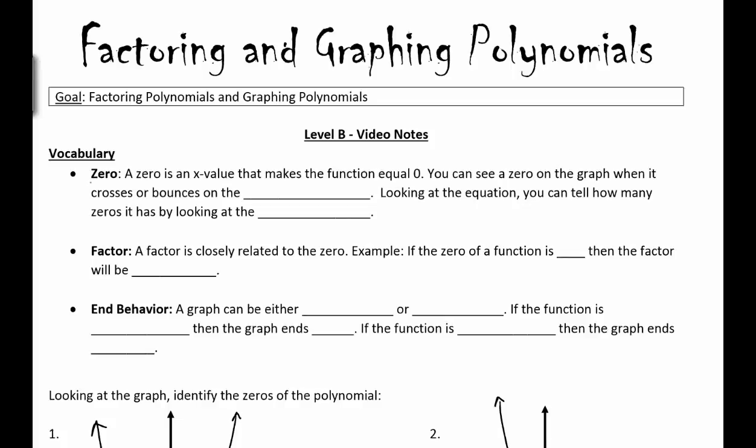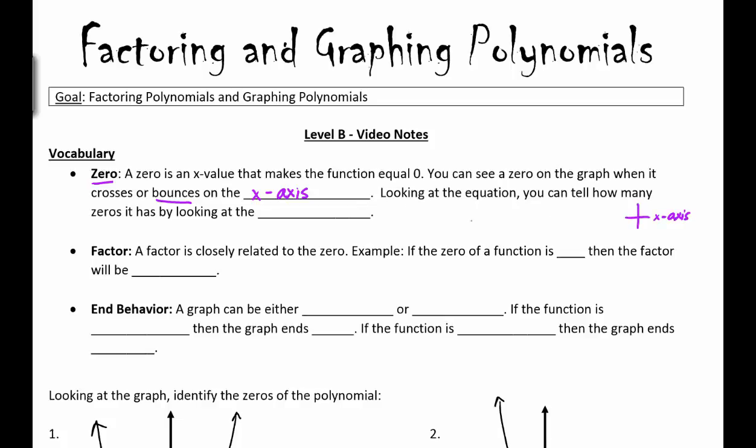So the first one is zero. A zero is an x value that makes the function equal to 0. You can see a zero on the graph when it crosses or bounces on the x-axis. And remember, on your graph, that's the horizontal axis.